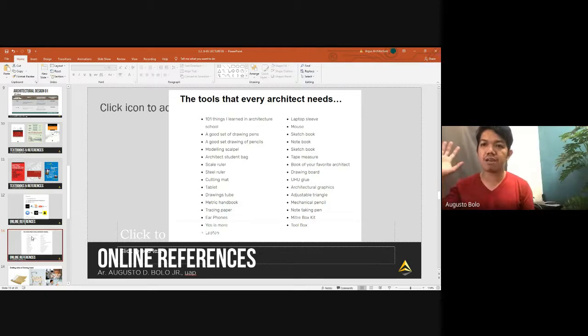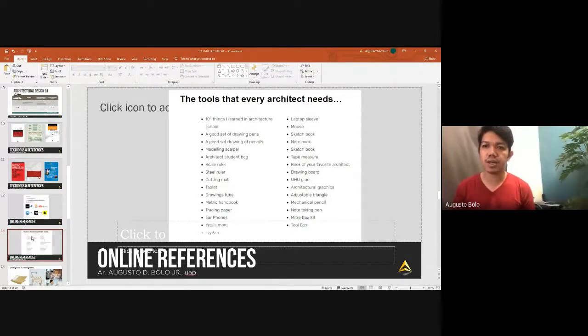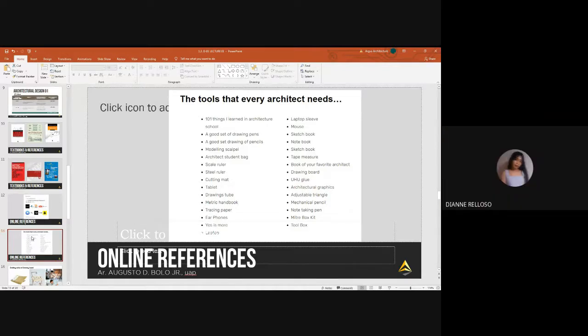Nag-meet na ba kayo sa Graphics? Graphics 1? Yes po, sir. Okay, your professor is Architect Baduria. Tama? Opo. May activity na ba kayo?